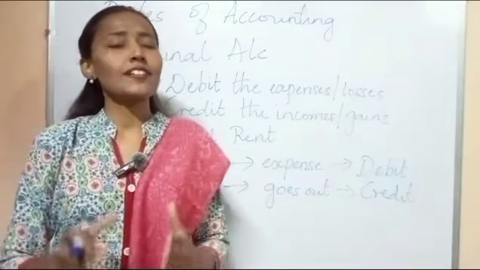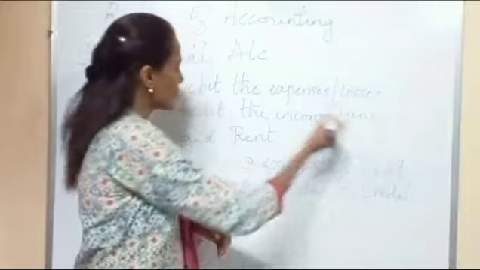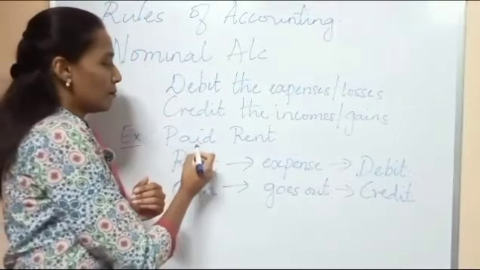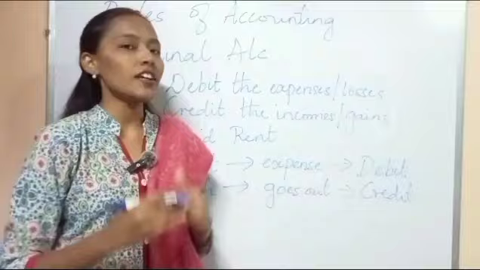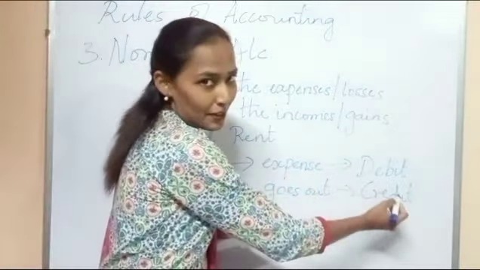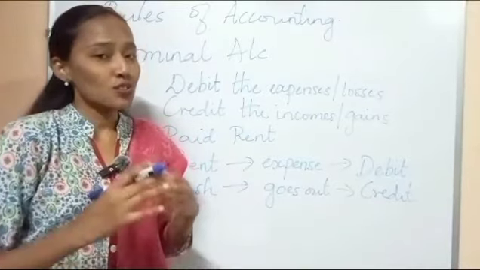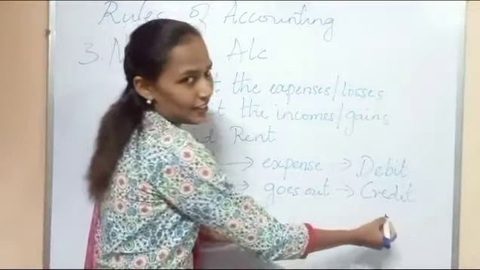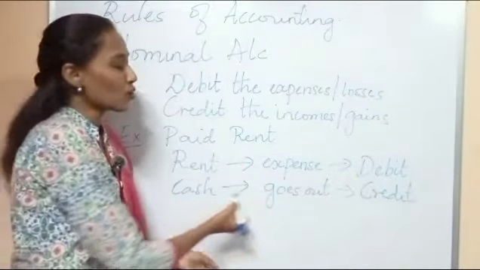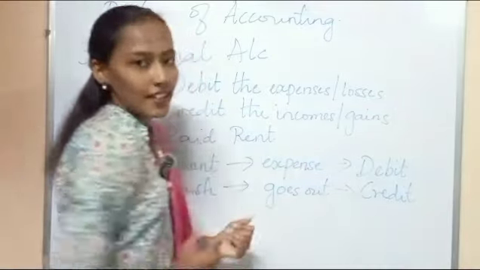And the last is nominal account. The rule of nominal account says debit the expenses or losses, credit the incomes or gains. So there's an example, paid rent. So now you are paying rent. So rent is an expense. So it should be debit. Next, now when you pay rent, you pay in form of cash only, right? So cash is going out. So that should be credit here. So rent is an expense, debit. Your cash goes out, right? When you pay your rent, you pay in the form of cash. So the cash goes out, credit, cash.